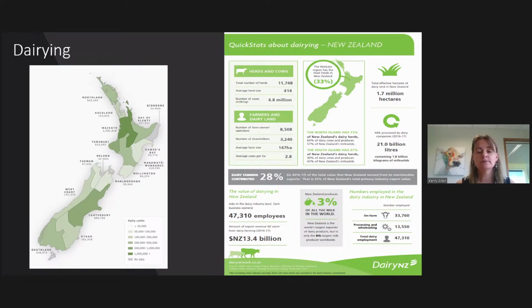Okay, so predominantly most of those cows and that milk are found in the North Island, with predominantly most of it in the Waikato. And the main reason for that is the good growing environment. So those physical factors which allow us to produce good grass all year round so that we're able to feed those cows well.